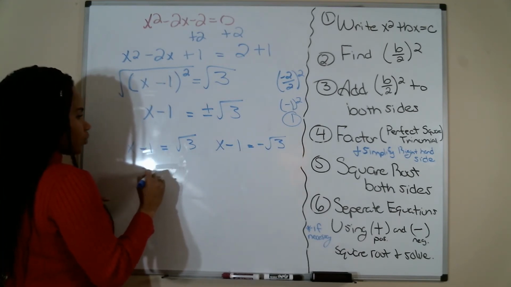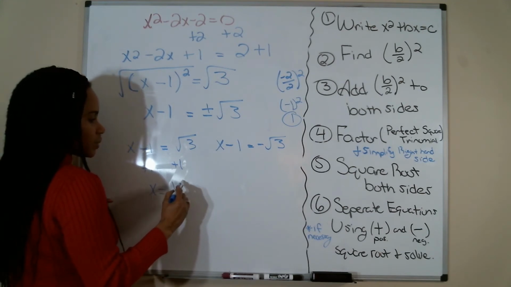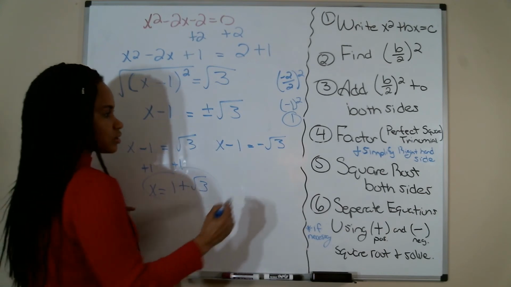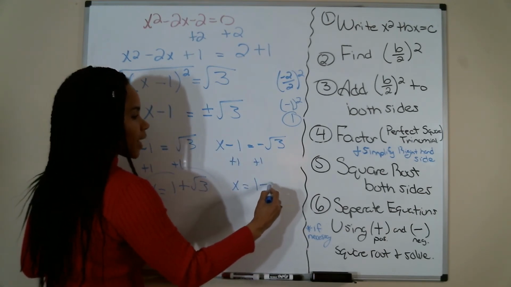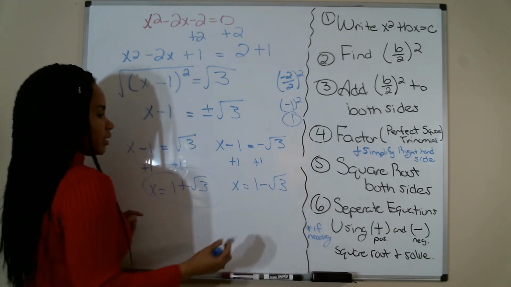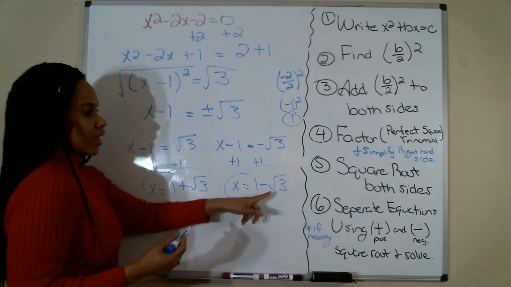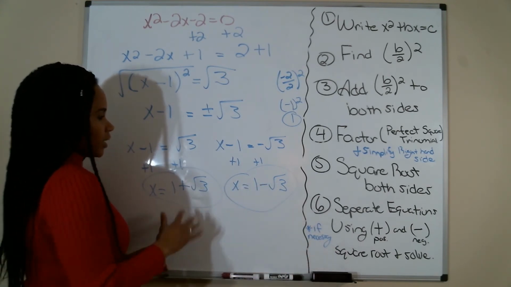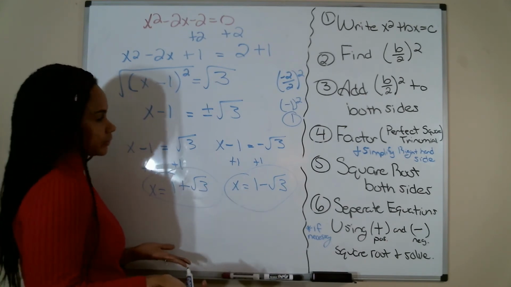So I could add 1. That would be x equals 1 plus square root of 3. That's one of my answers. Again, adding 1. x is equal to 1 minus square root of 3. And remember, you cannot combine these because they are not like terms. My 3 is under the radical, so I have to leave them separate. All right. So that's my answer: 1 plus square root of 3 and 1 minus square root of 3.